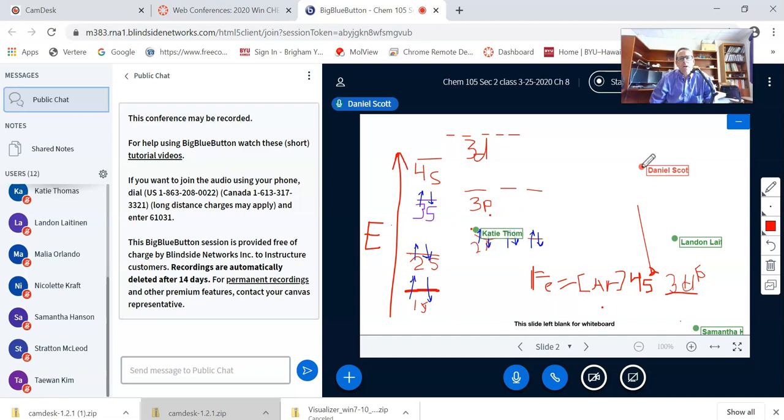Okay, and then Stratton, why don't you start filling in? Go ahead and finish up, Katie. Finish up the 3p. We got to go all the way to 3p, 6 in the 3p to fill up the argon. Stratton, why don't you do the rest? There's our noble gas core of argon. Are you around, Stratton? How about Samantha? Why don't you do that, Samantha? Fill up the rest there.